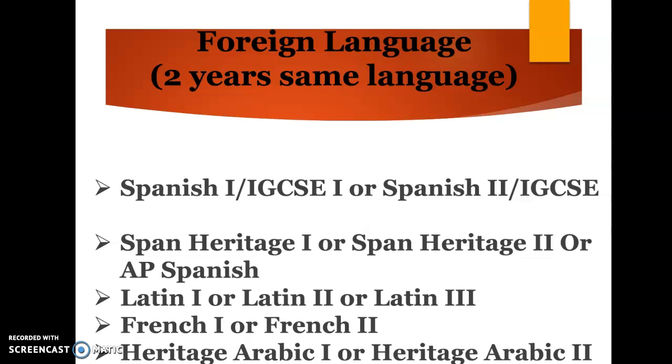If this is your second year, you will follow it up with the second year of either Spanish 2, IGSE Spanish 2, Heritage Spanish 2, Latin 2, French 2, or Heritage Arabic 2.